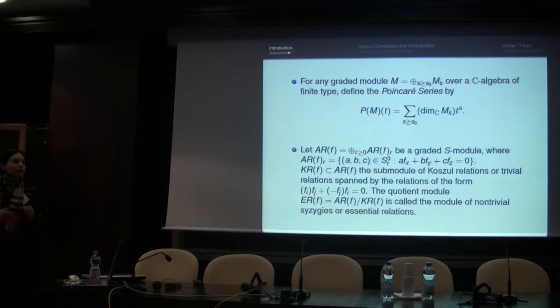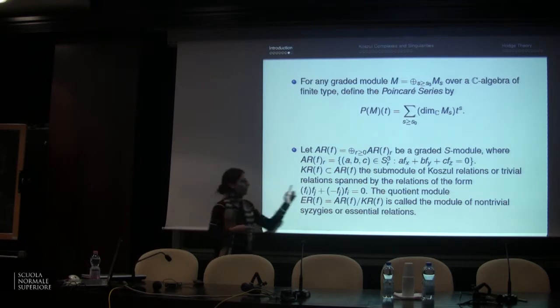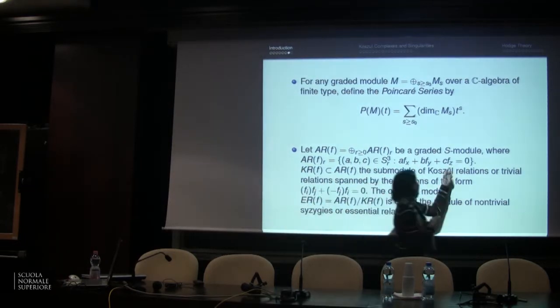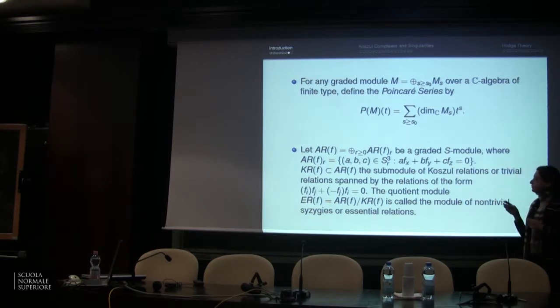I am also interested in finding the relations between the partial derivatives of f. So if we consider f a homogeneous polynomial, we find the partial derivatives, and we look at the relations between fx, fy, and fz. AR(f) is a graded S-module. It's called AR because it's all the relations between the partial derivatives.